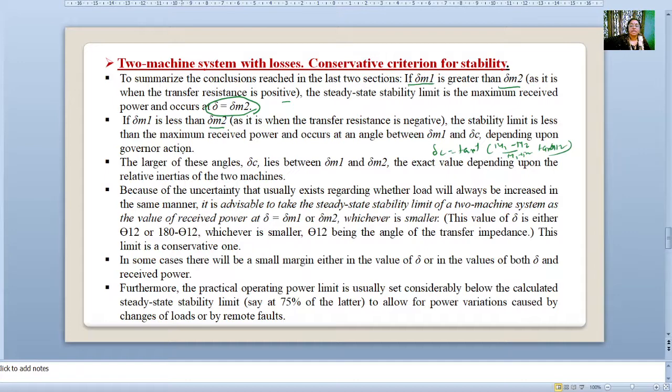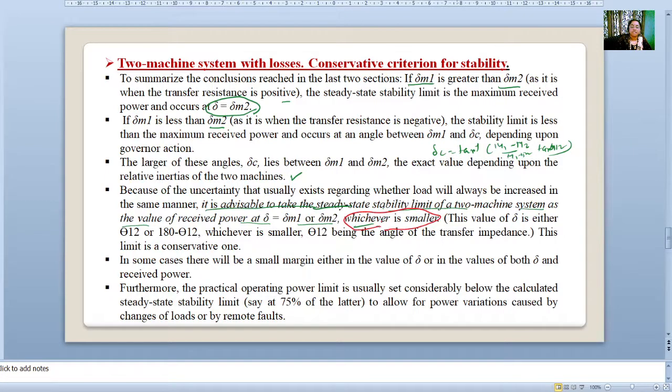Okay, and this also depends upon the governor action. The larger of these angles, del c, lies between del m1 and del m2, the exact value depending upon the relative inertias of the two machines. Because of the uncertainty that usually exists regarding whether the load will always be increased in the same manner, it is advisable to take the steady state stability limit of a two machine system as the value of received power at del equal to del m2. This is very important. Whichever is smaller, the smaller we will consider.